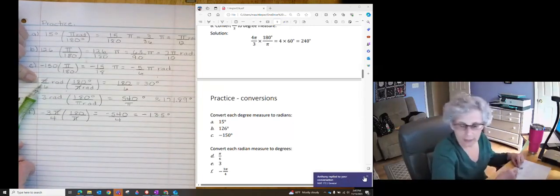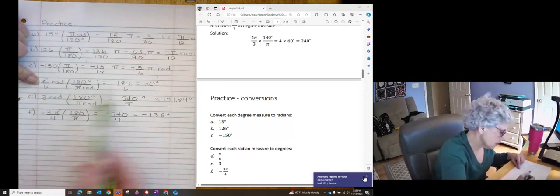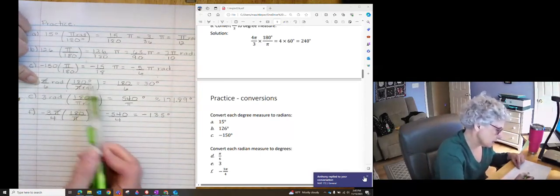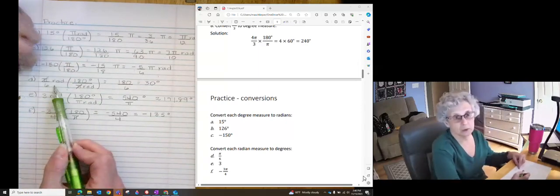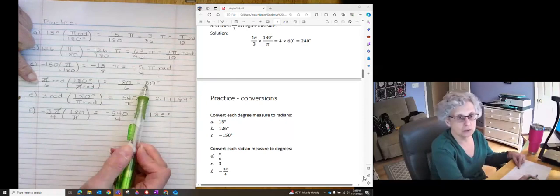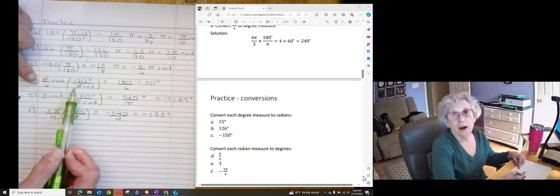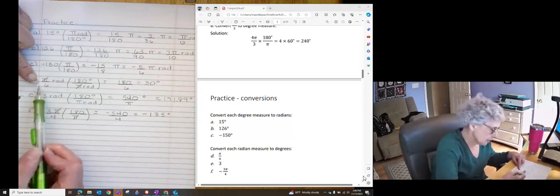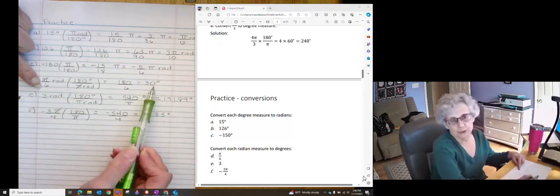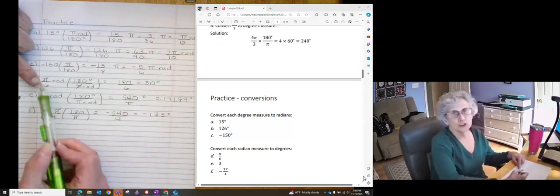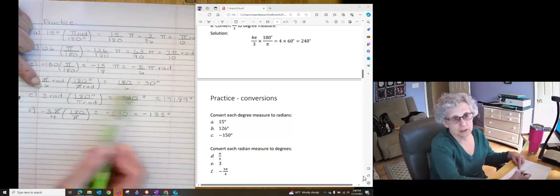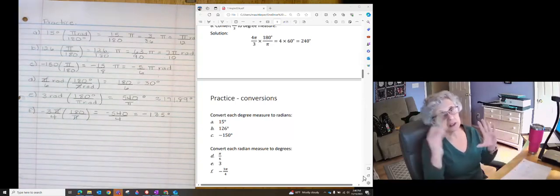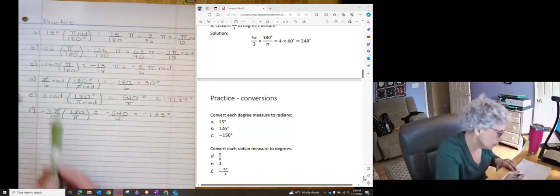This one, I have pi over 6 and 180 degrees over pi, because now I'm going from radians to degrees. My pi's cancel, and I end up with 30 degrees. You'll have those memorized by the end of the semester, that 30 degrees is pi over 6 radians because it lives on the unit circle.